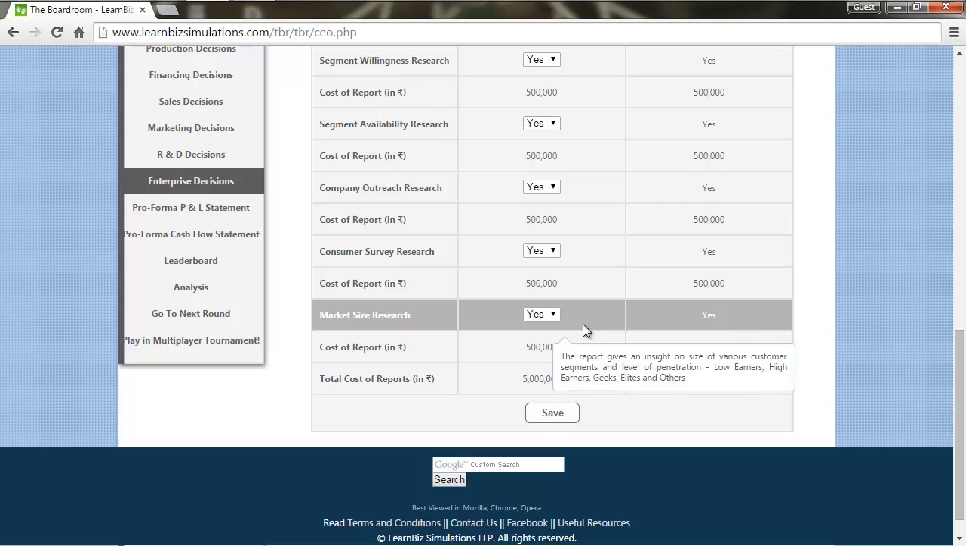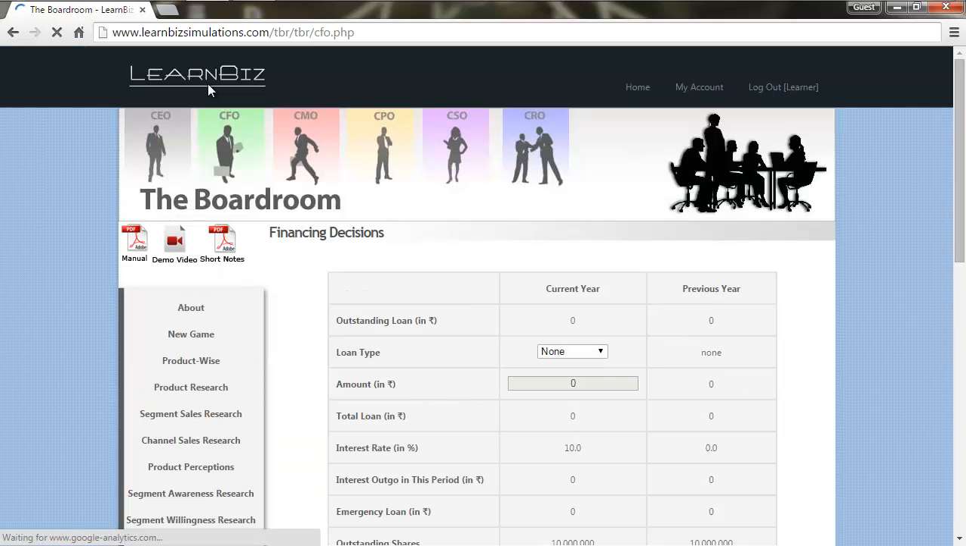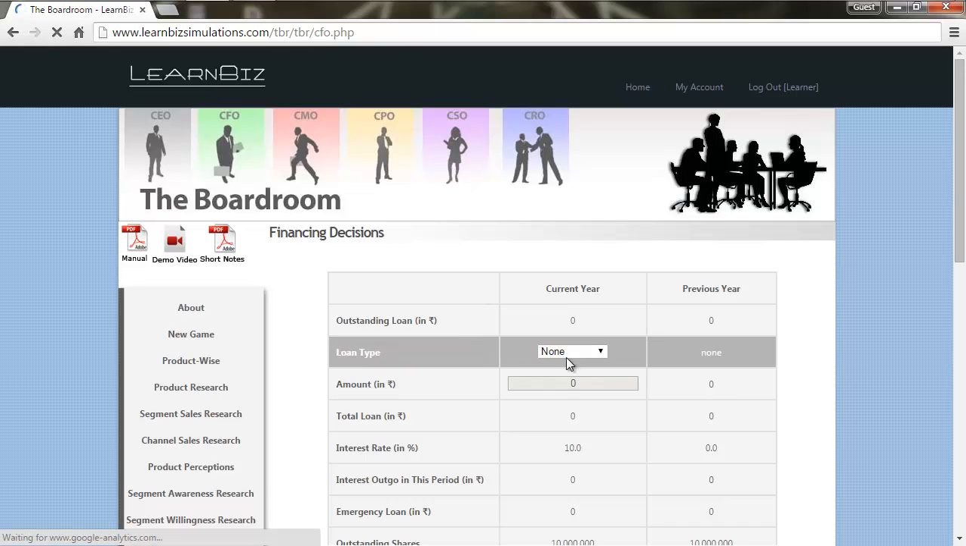Before we proceed to the finance decisions, it is always better to look at the pro forma profit and loss and cash flow statements, which give more clarity on the profits and cash flow position of the company. Now let's move on to financing decisions. In order to serve future changes in the market, as a company, we decide to go for a new loan of 20 million.